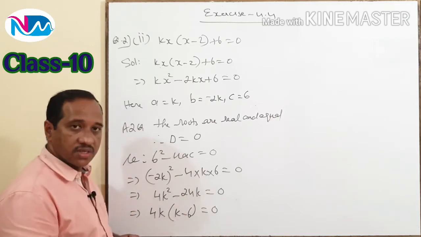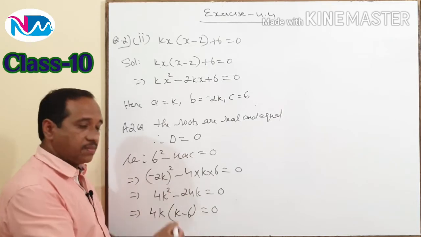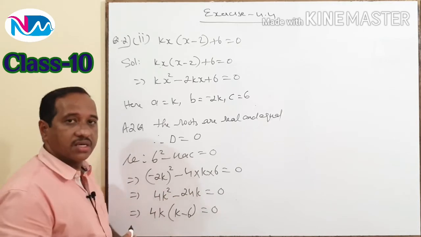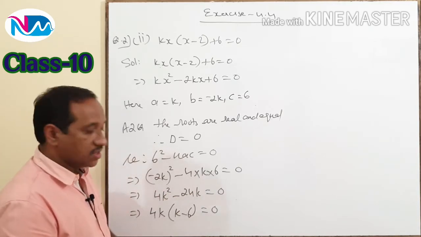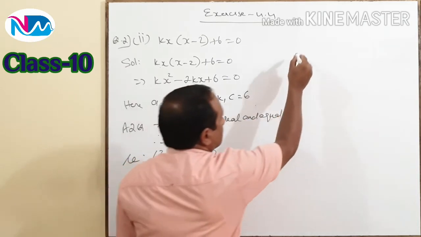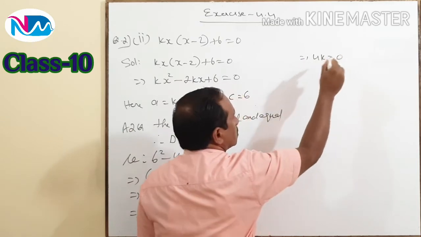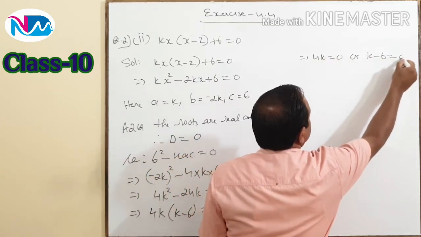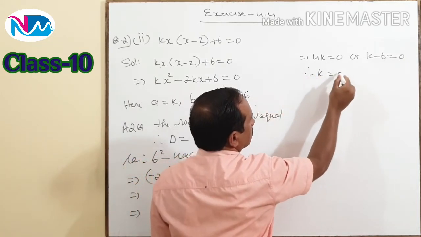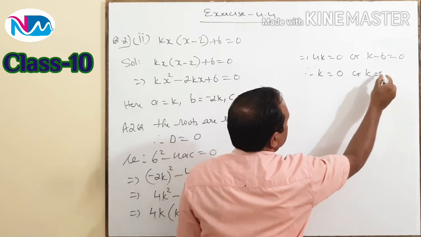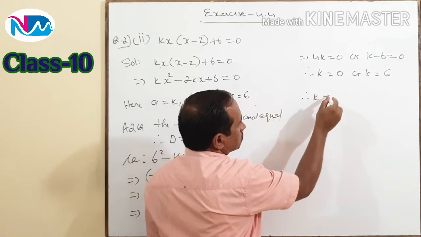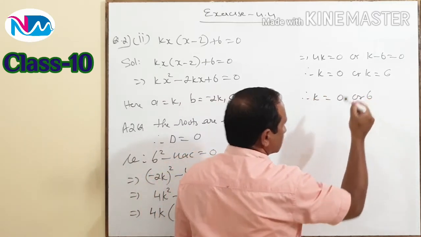But here we can solve it by factorization, and simply by the common factor method we can factorize this, because this quadratic equation has no constant term. So the two factors are 4k and k minus 6. That gives 4k is equal to 0, or k minus 6 is equal to 0. Therefore, k is equal to 0 by 4, that is 0, or k is equal to minus 6 will go as plus 6. Therefore, the two possible values of k are 0 or 6.